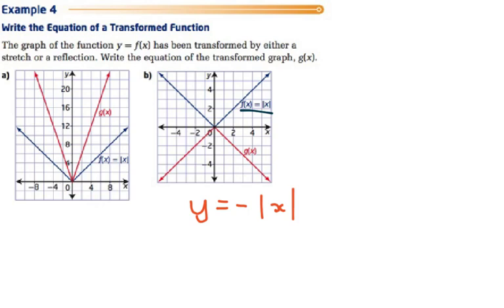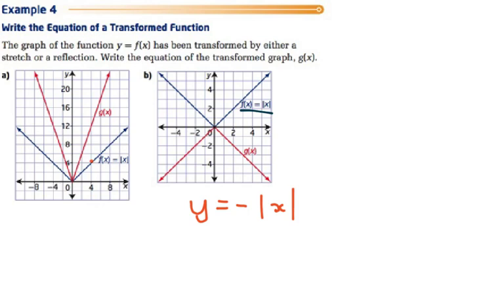Going back to A, it is obviously not a reflection, it's a stretch. The issue with stretches is defining whether or not it's a vertical stretch or a horizontal stretch. And to be completely honest, it doesn't matter which one you choose, so I'm going to go through both. If we deal with it as a vertical stretch, we need to look at some points and reference them.